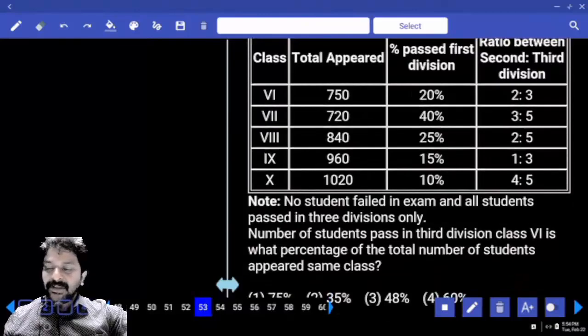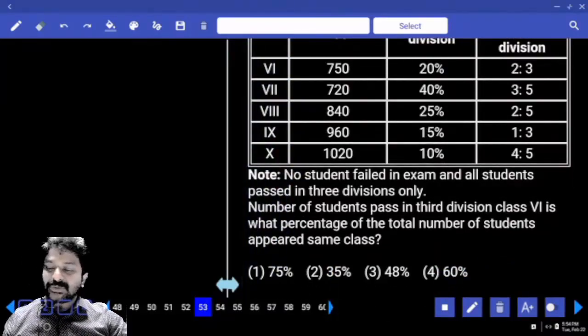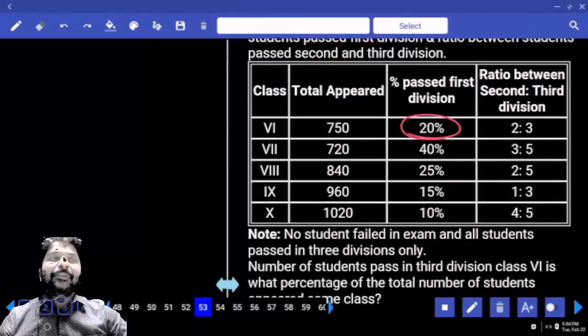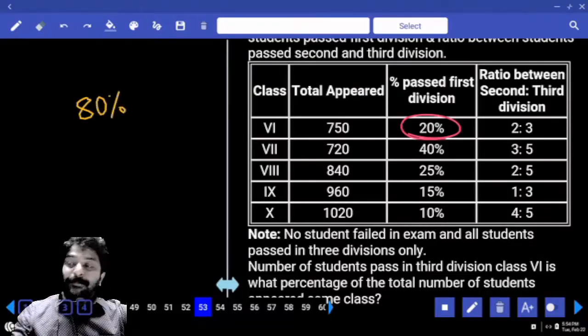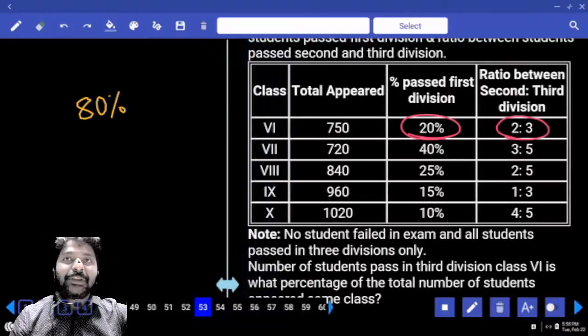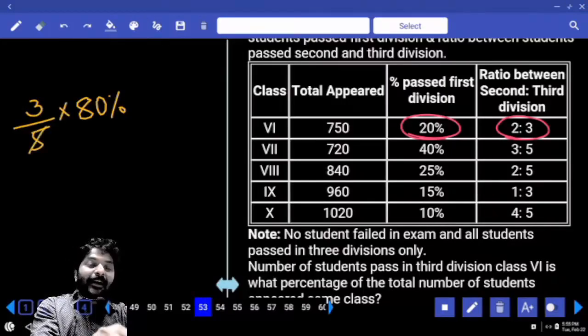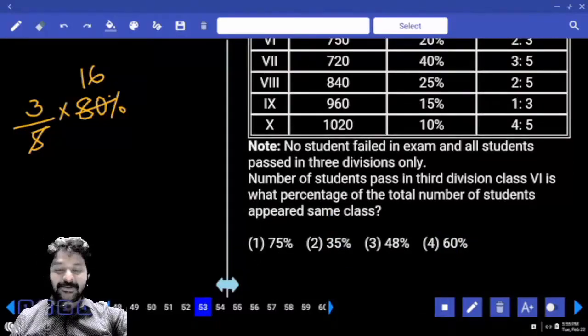Same table. Number of students passed in third division of 6th class is what percent of the total number of students appeared in the same class? That is very good. Okay. 6th class. Out of total, 20% are in first division, correct? The remaining 80% is divided in the ratio 2:3 only. Third division people are how many parts? 3 out of 5. So 16 times 3, 16 threes, 48%, third option.